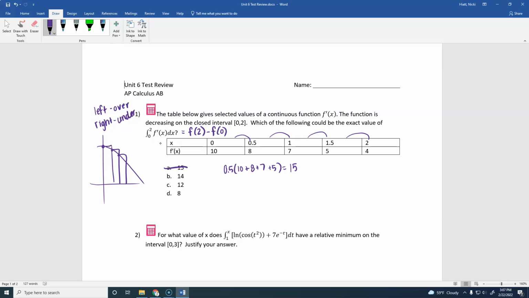Then to do your right Riemann sum, you'll do 8 plus 7 plus 5 plus 4. If I did my math right, you will get 12. It can't be 12. 8's lower than 12, so it can't be that. So it's got to be the number in between those.